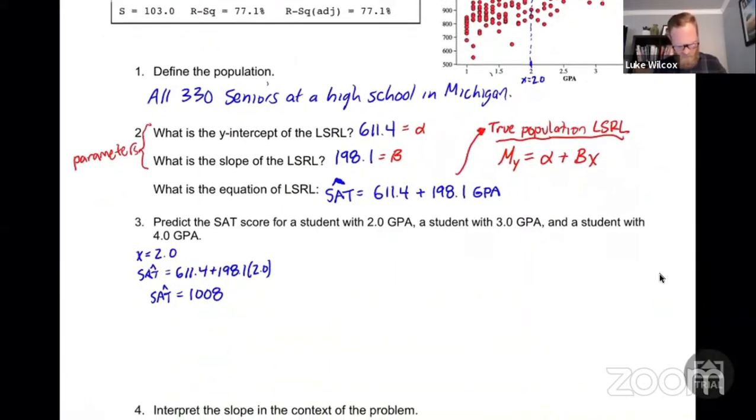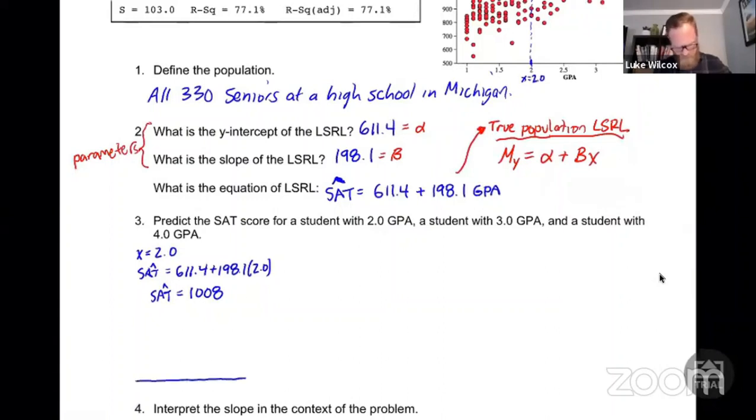And so just to give you a visual perspective of this, if we're looking at students that have a 2.0 GPA, we got 1,008 as our prediction for what their SAT score is. Now, most of them will probably score fairly close to 1,008, but there might be a few that are a little bit above, and there might be a few that are a little bit below. And what you're going to find is that that appears to follow somewhat of a normal distribution. In other words, for a specific X value of 2.0, the distribution of the Y values, or the SAT scores, is approximately normal. So I'm going to go ahead and draw a normal distribution right on top of that.